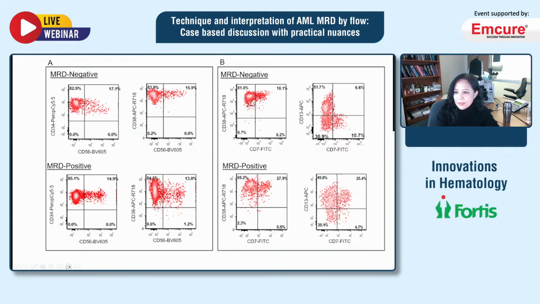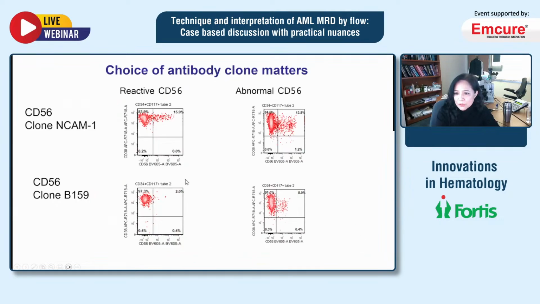Same for CD7, the reactive ones are usually on the very bright CD38, and they're on the CD13 negative ones. Remember that erythroid precursors and plasmacytoid dendritic cells don't have CD13 expression, right? So this is very important. If you see this is the abnormal one, they're on the CD13 positive, and on the dimmer CD38. So even for lymphoid antigens, you have to look versus other markers, CD38 or CD13. And also the reagent is quite important.